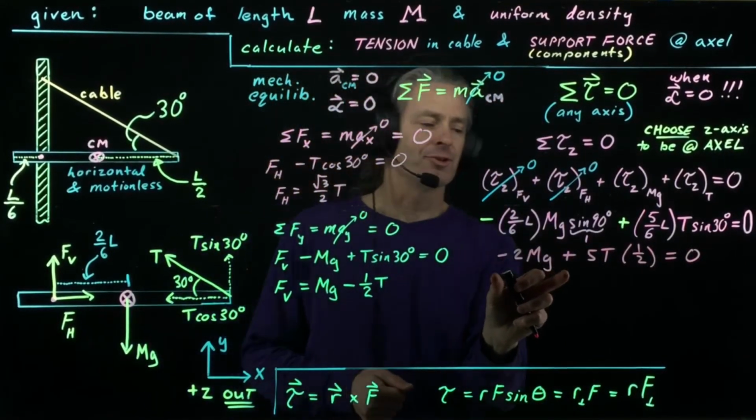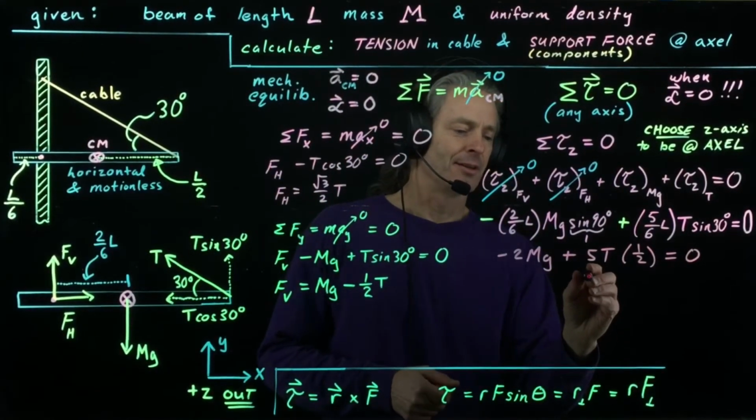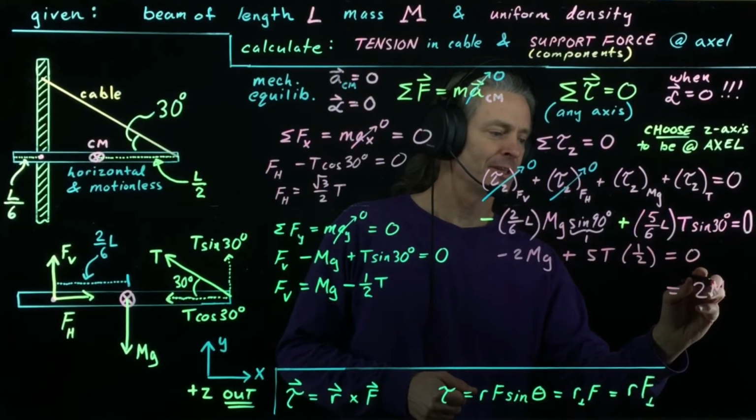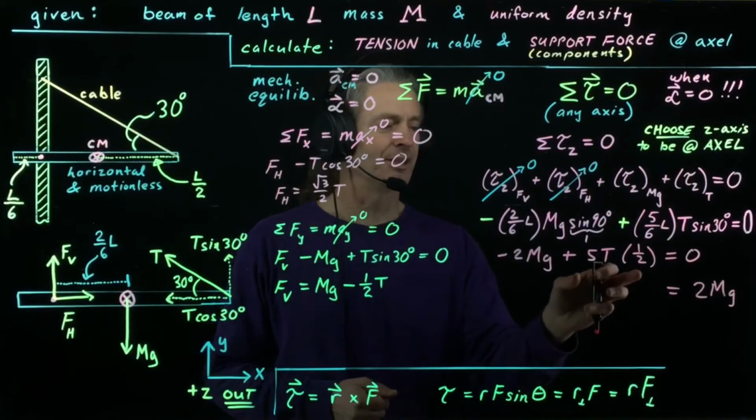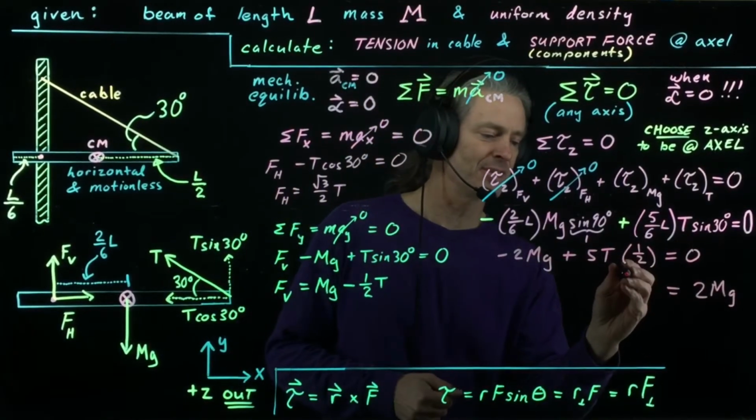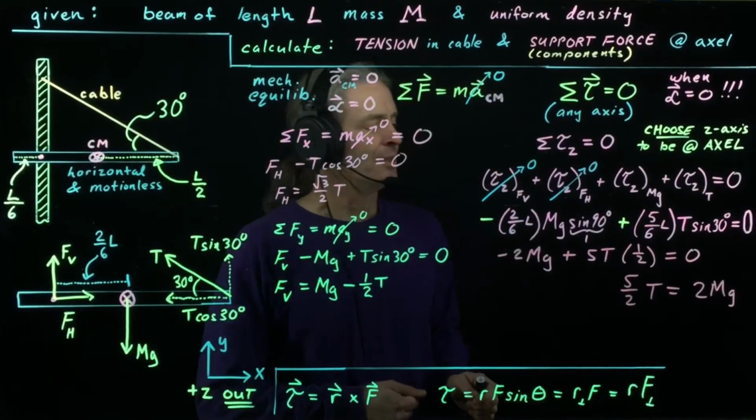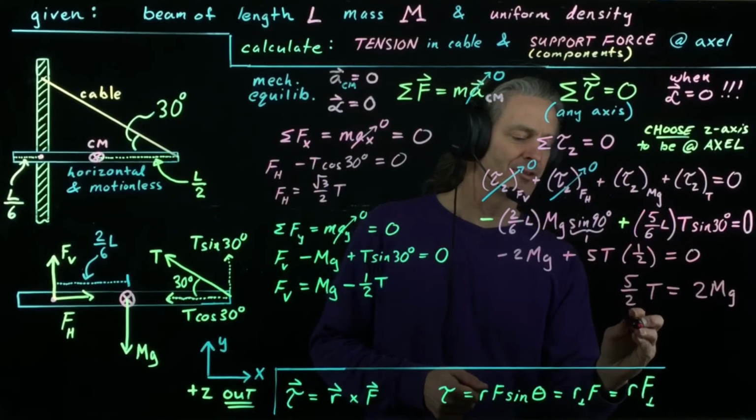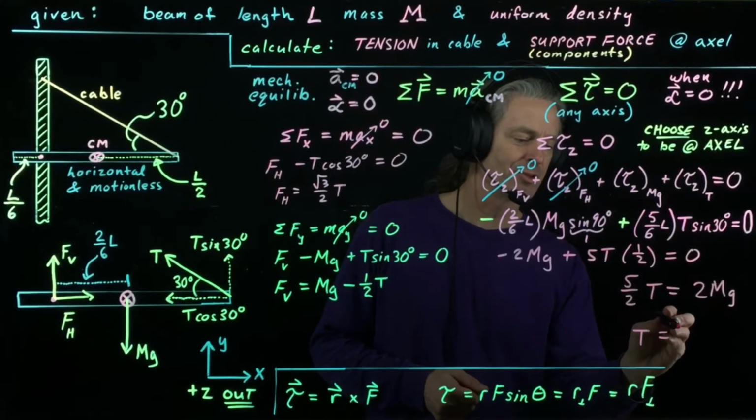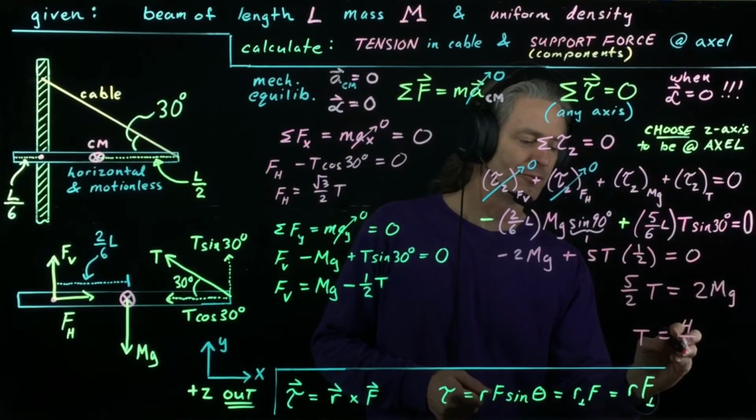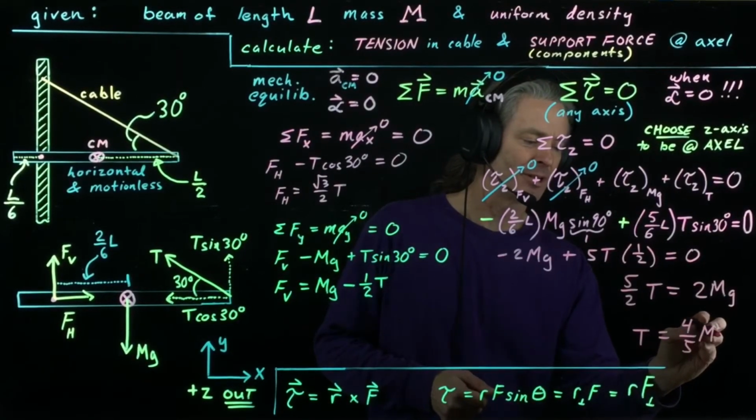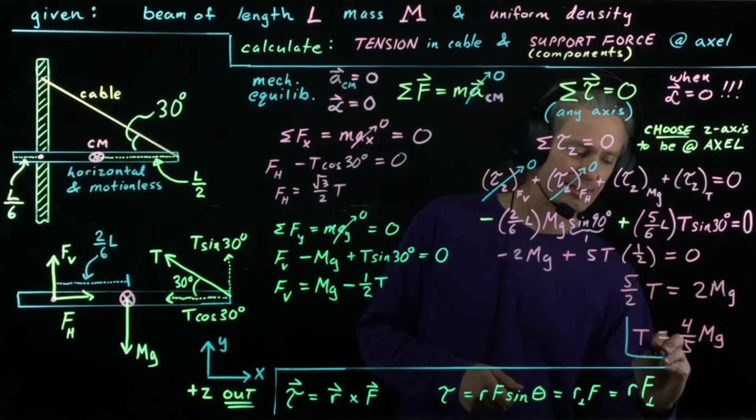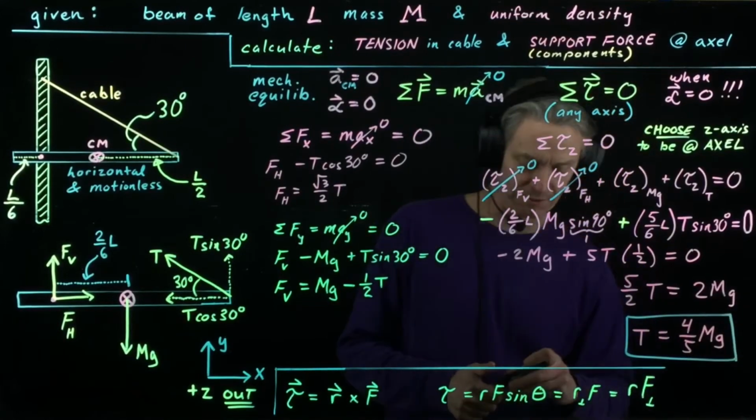Let's add 2mg to both sides. So we'll have 2 times m times g on the right-hand side. On the left-hand side, we've got 5 over 2 times T. Now we can solve for T by multiplying both sides by 2, dividing both sides by 5, so that we'll get the tension is equal to 4 over 5 times capital M times G. So let's box that.